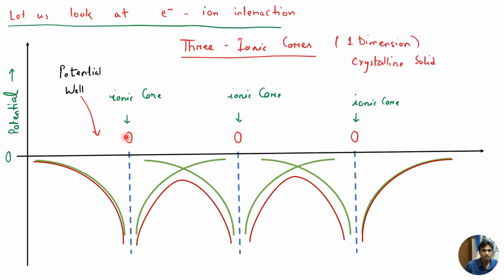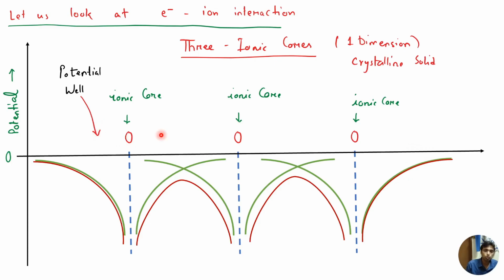Now let us take the example of 3 ionic cores. This is one ionic core, this is one ionic core, and this is one ionic core. Corresponding to this ionic core, the potential is just this, the one which I am tracing with the laser pointer, this and this. For this ionic core, the potential is coming like this towards minus infinity, and this. For this ionic core, it is coming like this towards minus infinity, and this.